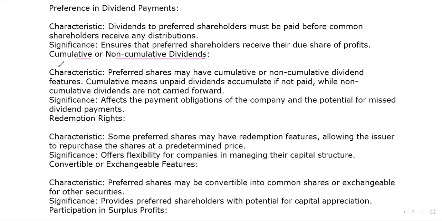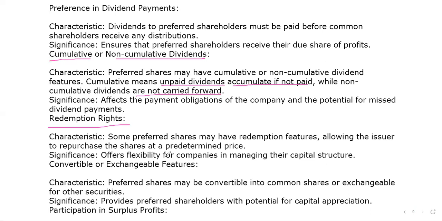Cumulative are simply preferred shareholders who, in a bad year, accumulate what they did not get paid to the following year. So they have the advantage of topping up on what they lost out on, but non-cumulative shareholders don't carry forward what they lost. So the type of preferential shareholder you are affects the payment obligations that the company has.